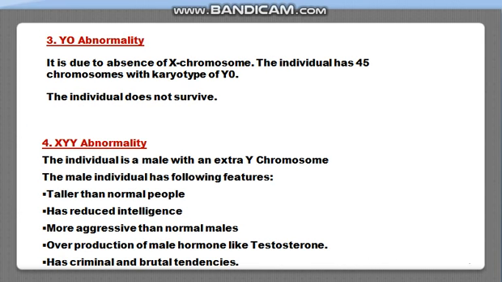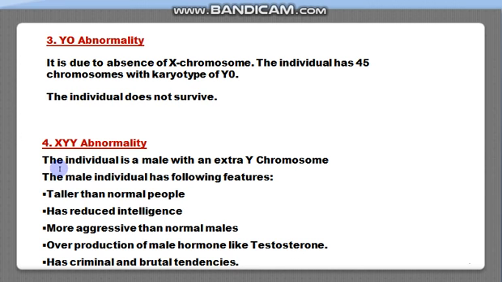Next comes the YO abnormality, which is due to the absence of the X chromosome in males. This individual has 45 chromosomes with karyotype Y0, but this is not possible, so such individuals do not survive.